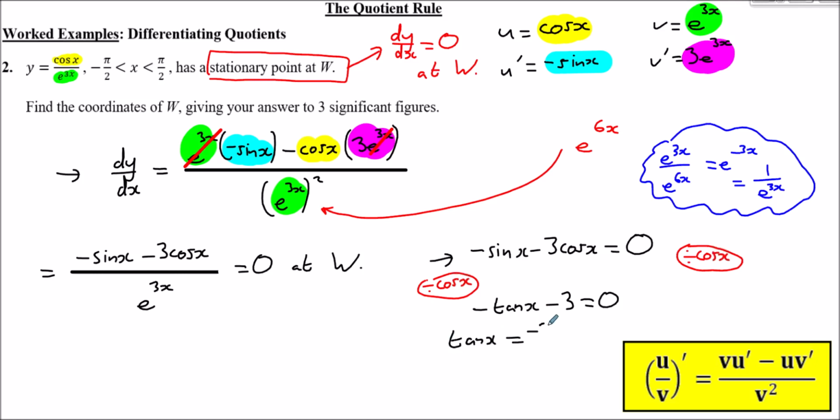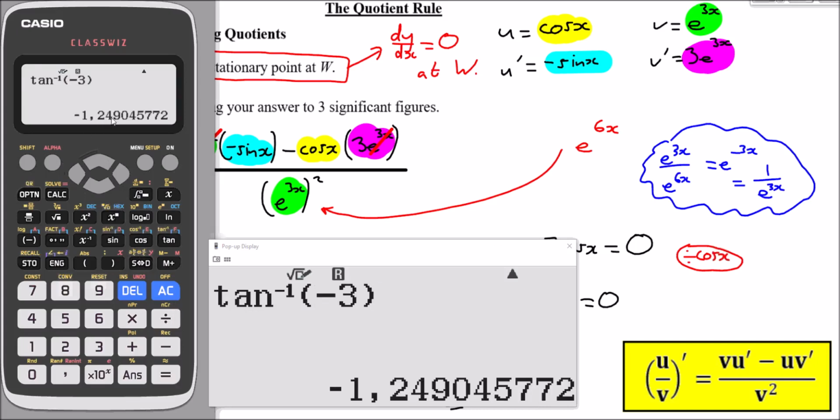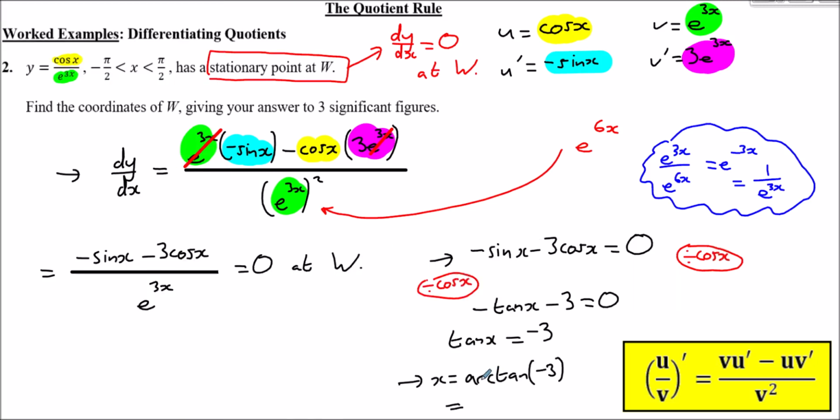tan x equals minus 3. So therefore the principal value, x, will be arctan, or tan minus 1 if you really want to, of minus 3. We want this to 3 significant figures, so let's see what this gives us. So shift tan minus 3, we get minus 1.24. I'll leave the calculator to do the hard rounding work. The x-coordinate, therefore, is minus 1.24. So that's, of course, going to be in radians.